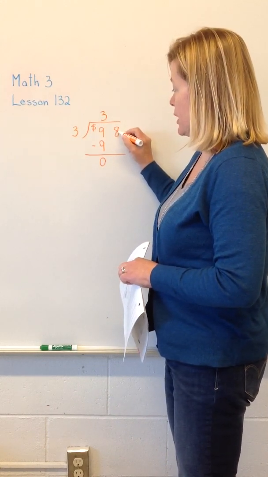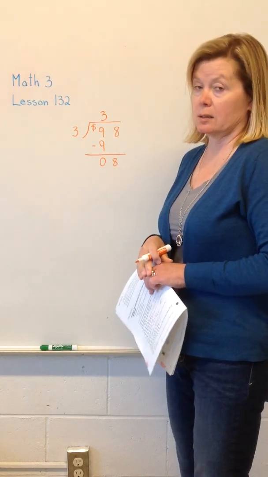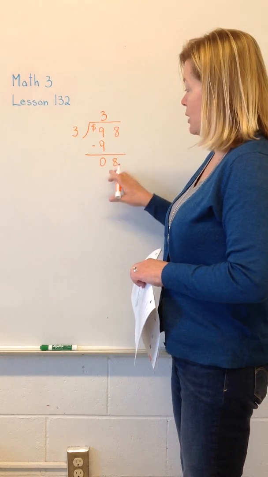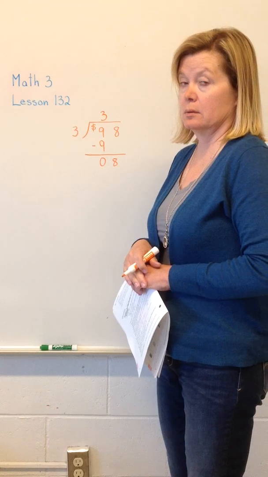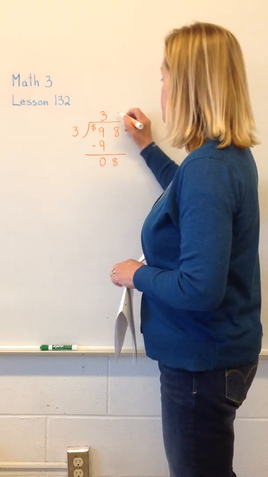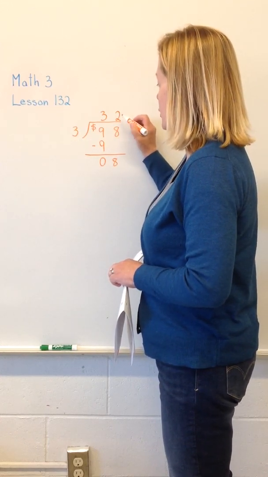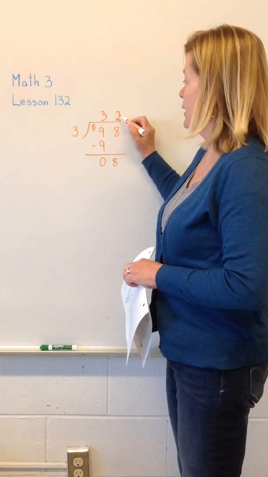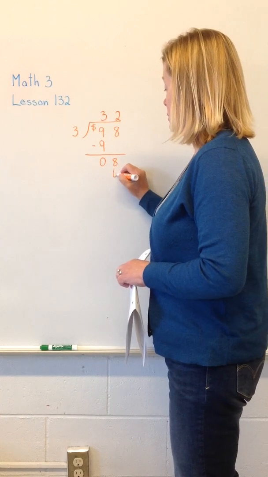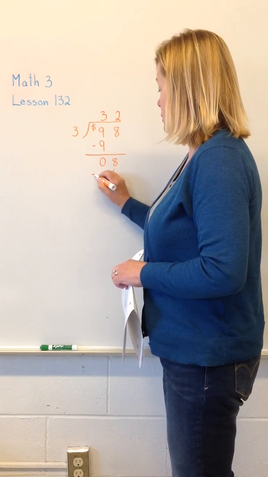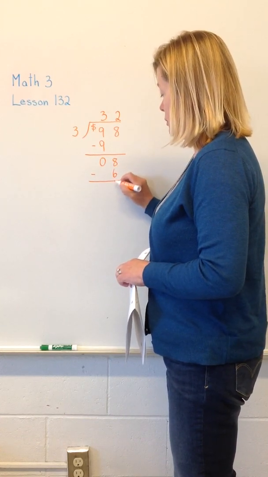Remember our next step is to bring the 8 down. So now we have 8 ones. How many ones can each of those 3 people have? They can have 2. Remember, write that 2 over the ones so we know how many ones each person can have. Okay, now let's multiply. 2 times 3 is 6. We'll write it underneath the ones. And now we need to subtract. 8 minus 6 is 2.